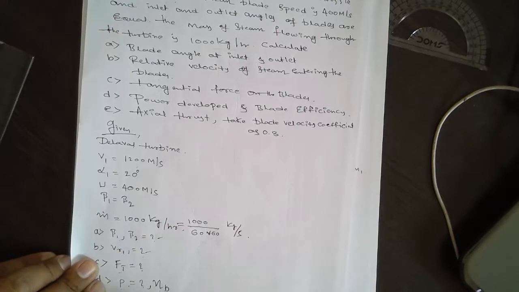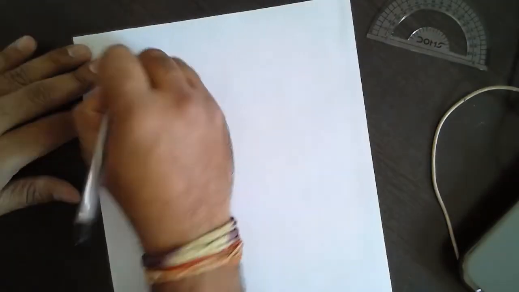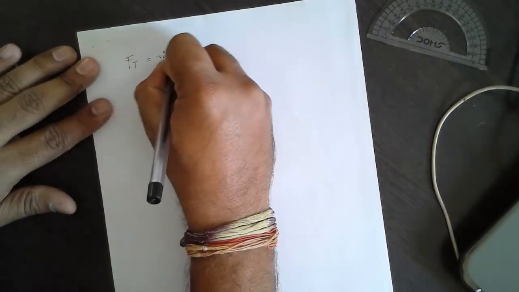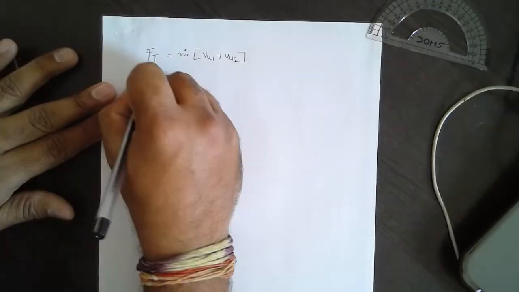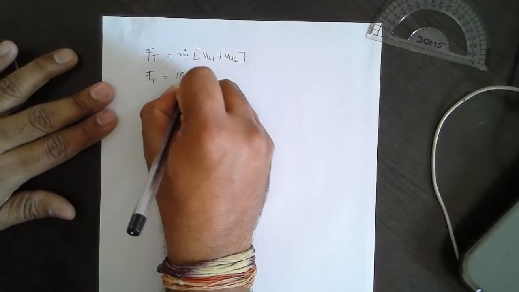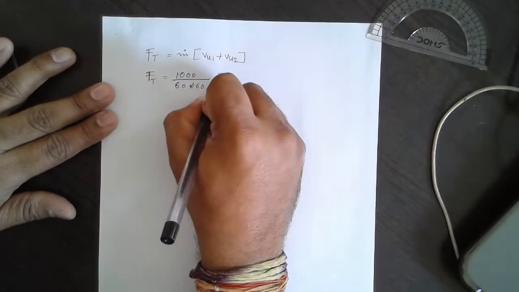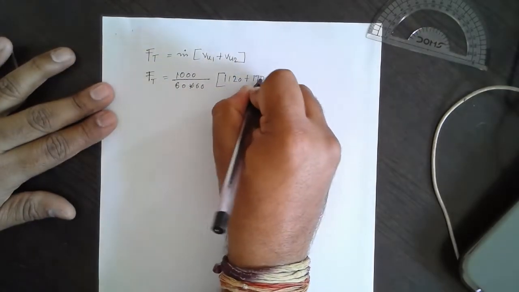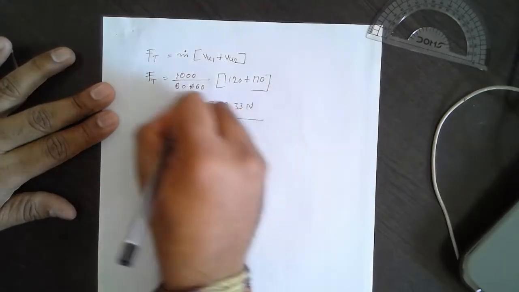Then find out, here beta 1, beta 2 is over and VR1 is over. Then find out Ft, power and axial force. We consider Ft is equal to, now the formula, that is m into Vu1 plus Vu2. Substitute the values, m is 1000 kg per hour, means in terms of kg per second, 1000 divided by 60 into 60, and Vu1 is 1020 plus 170, and Ft value is equal to 358.33 Newton from the calculation part.